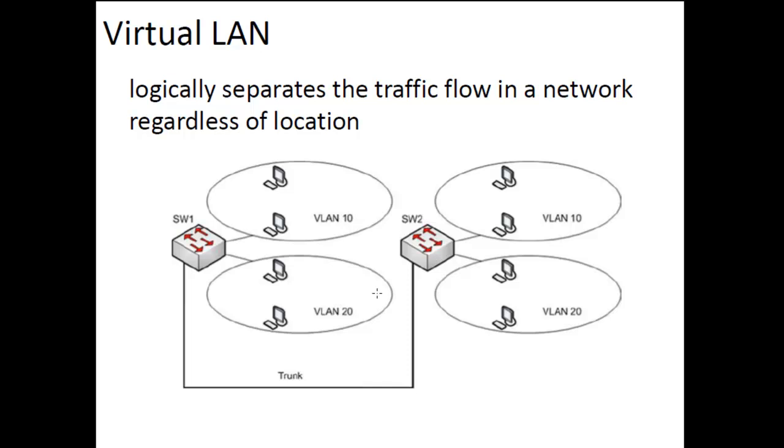So VLAN 10 in switch 1 and 2 is a single broadcast domain, and VLAN 20 in switch 1 and 2 is another broadcast domain. So there are two VLAN groups or two broadcast domains in this network. And as we go along through the laboratory, you will understand further the important settings in switches in order to enable VLAN, as well as the benefits of using VLAN in an Ethernet network.